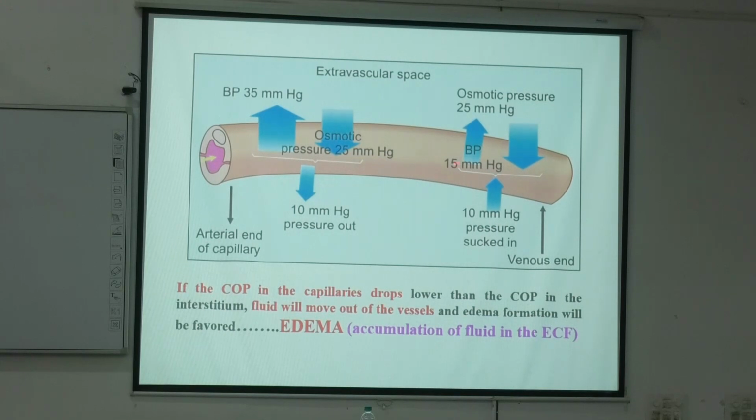Now, by chance, if the albumin level is low, then this colloidal osmotic pressure of 25 will drop down. So if instead of 25 it is, suppose, 15, now the gap here is 20, the gap here is 20, so a larger amount of fluid will come out.